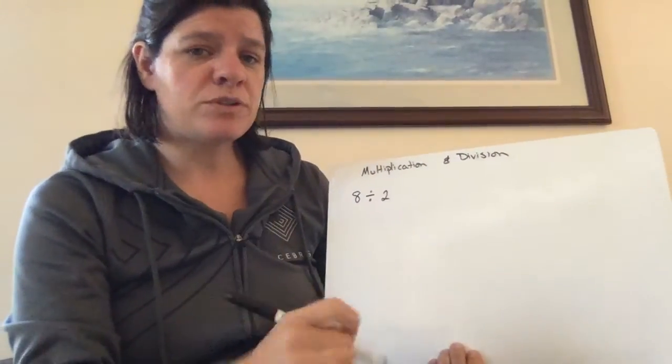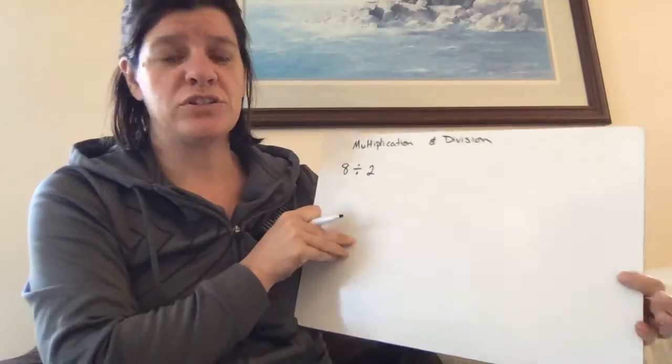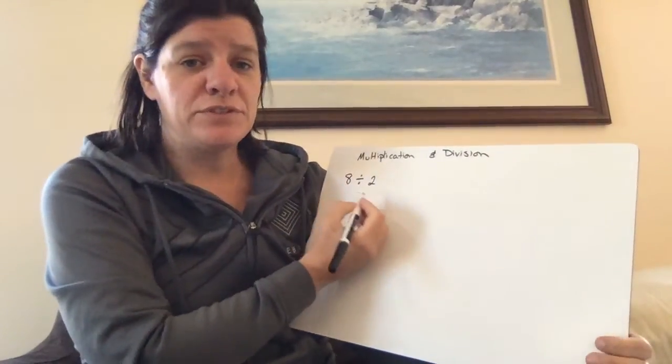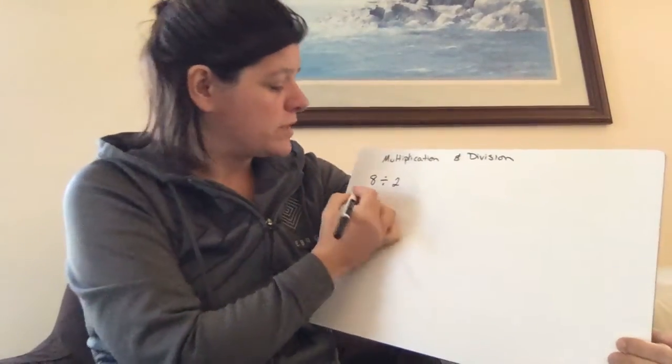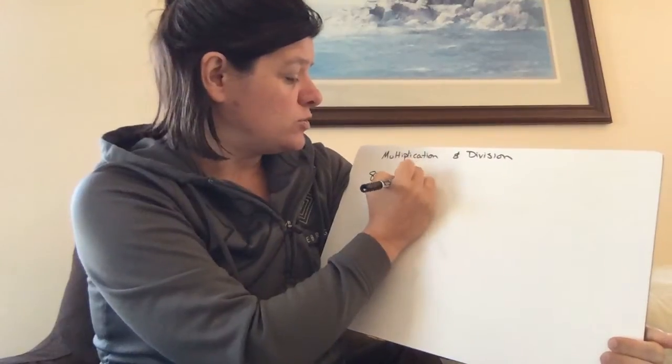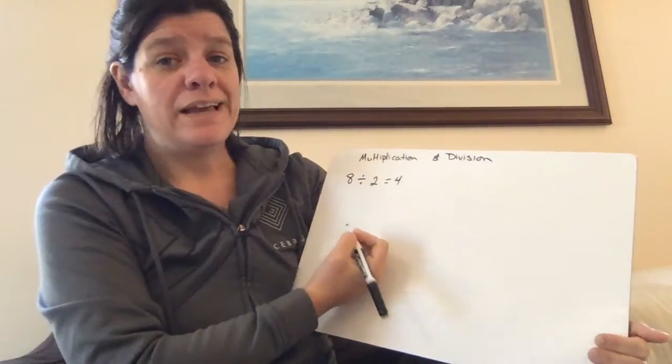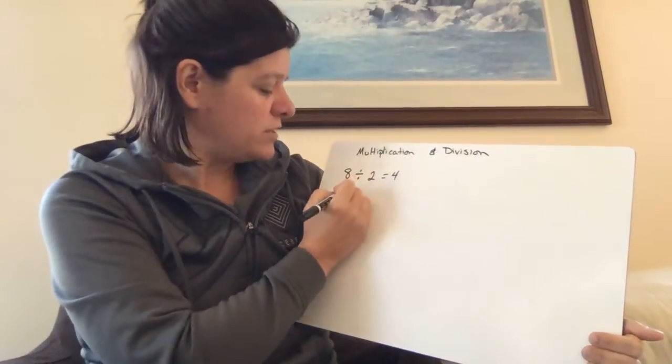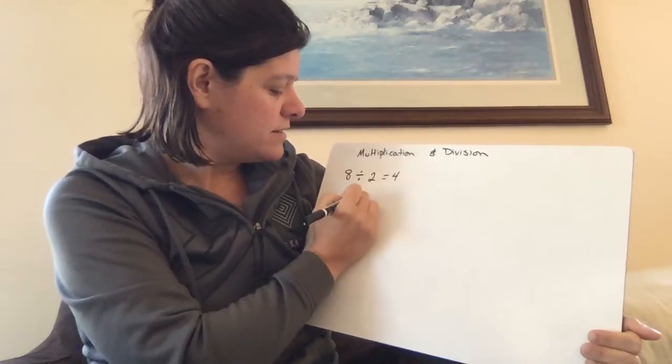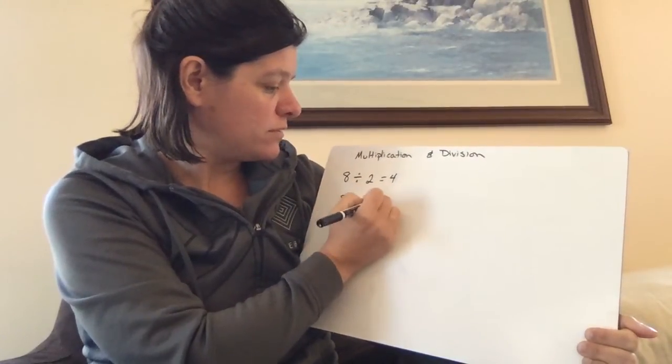Okay, so similarly, we can do the same kind of thing with multiplication and division. I can take every division problem and rewrite it as multiplication. 8 divided by 2 is 4. And I could rewrite that as multiplication by saying 8 times 1/2.